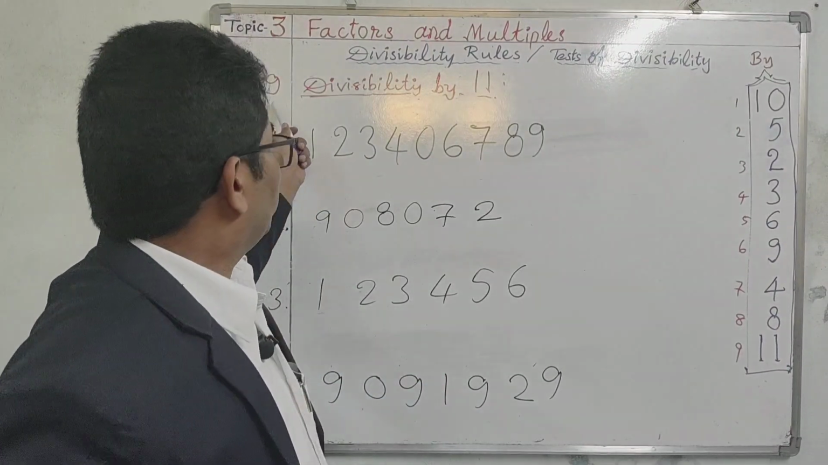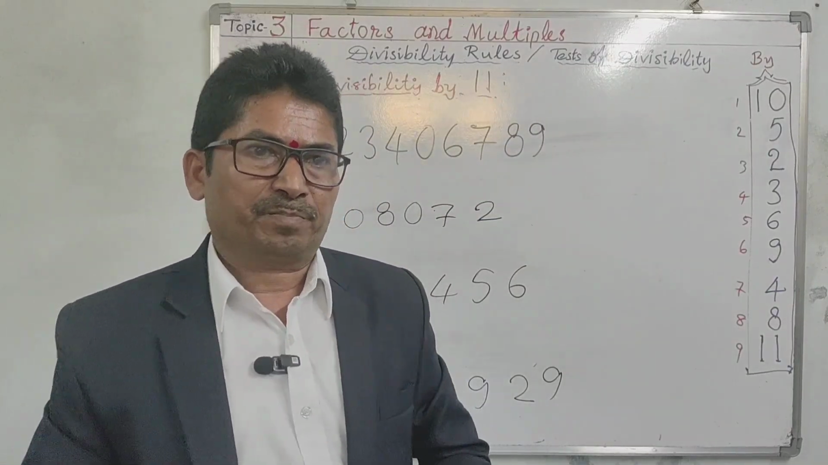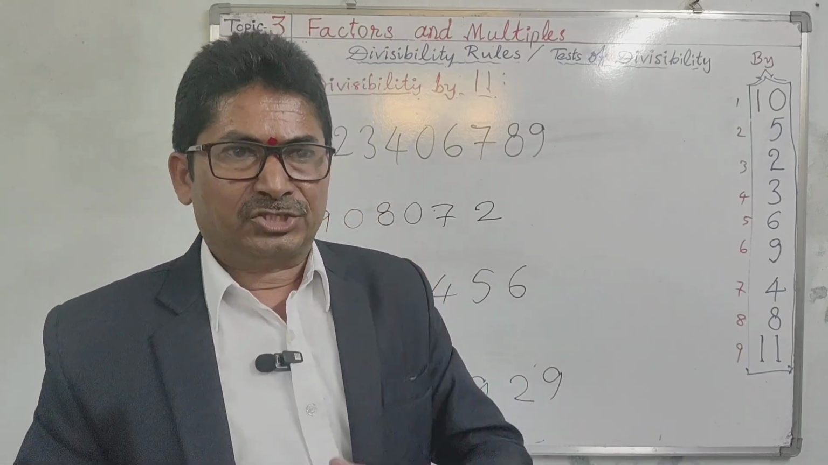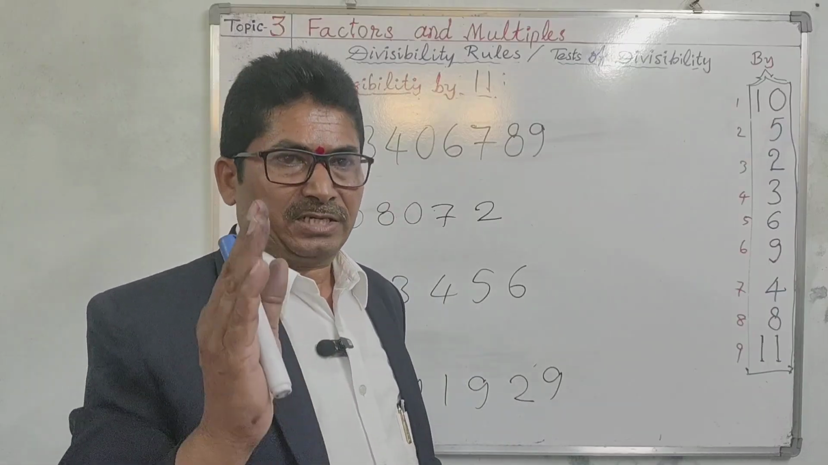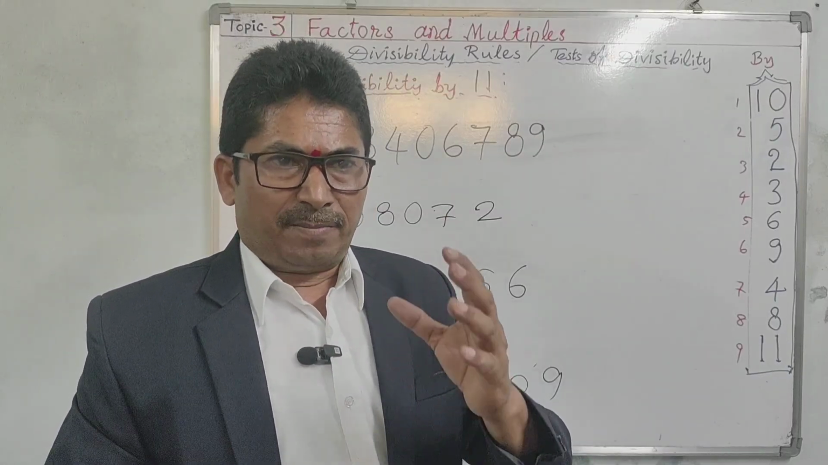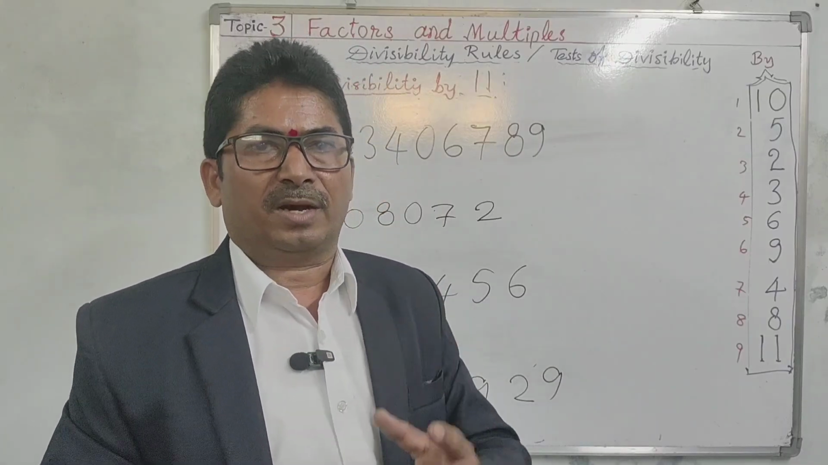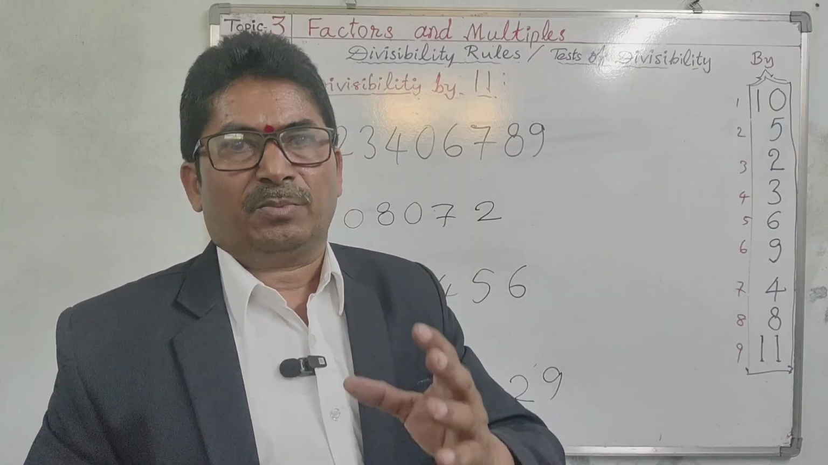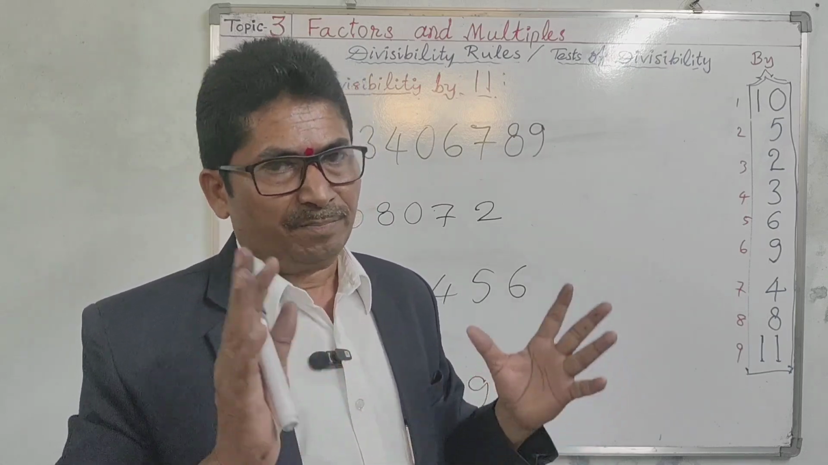Next, ninth, divisibility by 11. What is the divisibility rule of 11? If the difference of sums of alternate digits is 0 or a multiple of 11, then the number is exactly divisible by 11. In other words, if the sum of digits in odd places and the sum of digits in even places in a number are equal, or the difference of sums is a multiple of 11, then the number is exactly divisible by 11. So the first rule is the best.